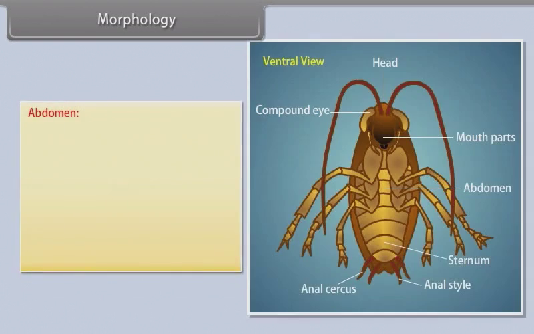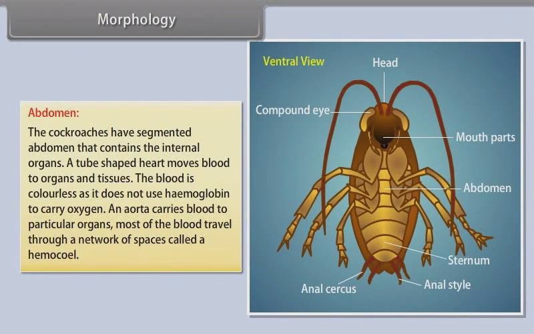Morphology. Abdomen. The cockroach has a segmented abdomen that contains the internal organs. A tube-shaped heart moves blood to organs and tissues. The blood is colorless as it does not use hemoglobin to carry oxygen. An aorta carries blood to particular organs. Most of the blood travels through a network of spaces called a hemocoel.